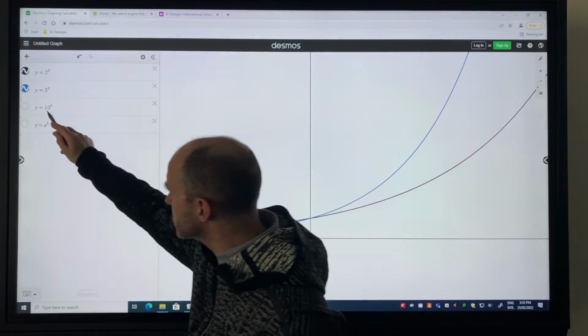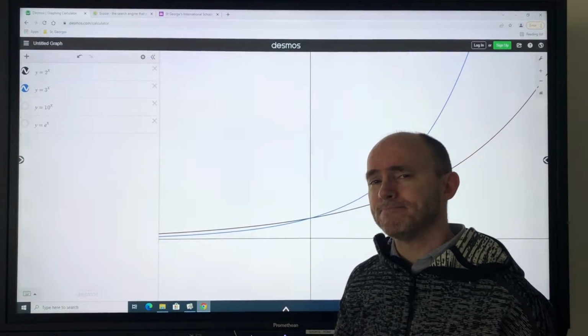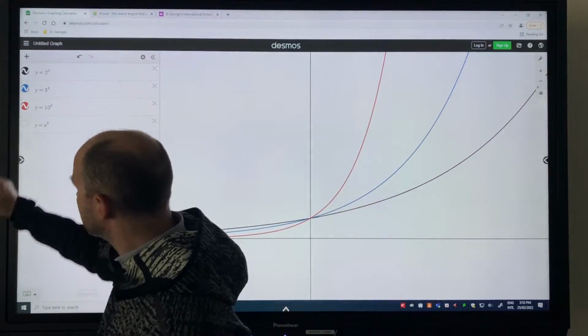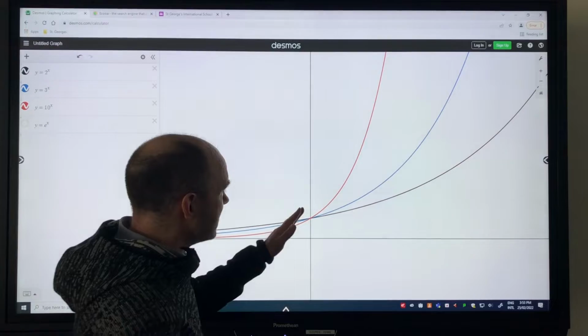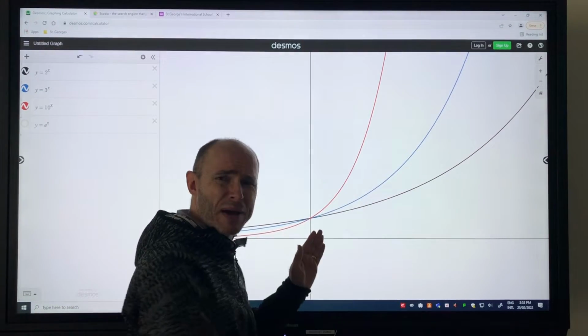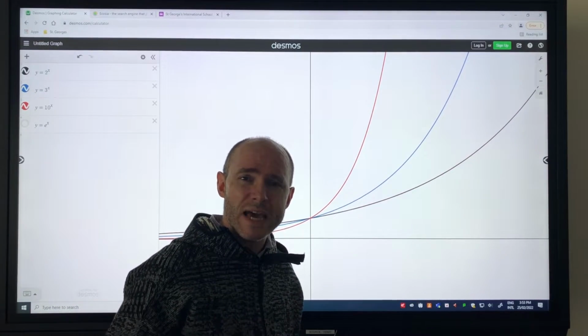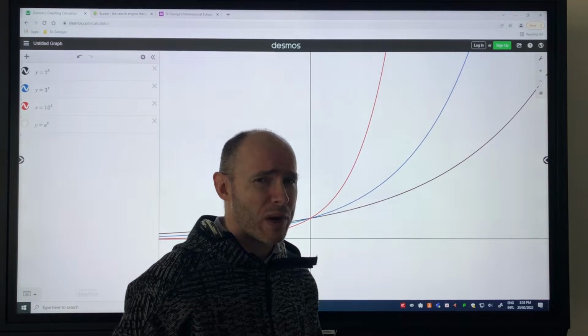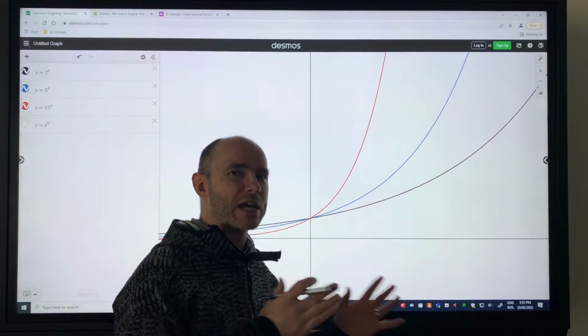Now, can you work out what the next one is going to be? That's 10 to the power of x. Here it is. There we go. And it's steeper again, isn't it? Because these are now powers of 10, 100, 1,000. Wow, went up really quickly, didn't it? Okay. Hence why we call these exponential.